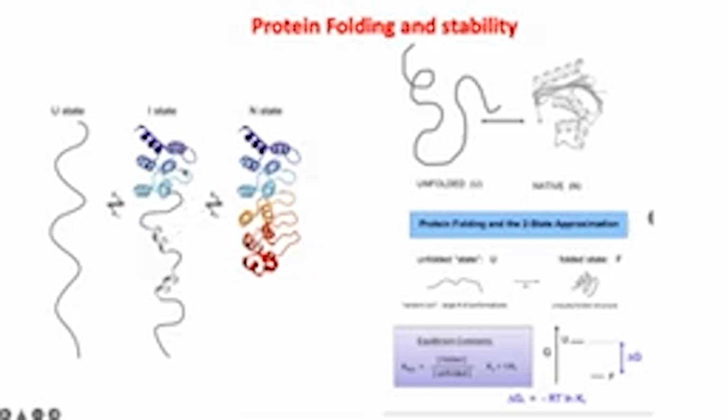Also, in the path for forming the native or the unique native state, there will be many, many different ways, like a Rubik's Cube. There'll be many permutations and combinations by which you will attain the final state. And you have to explore all of these states as you go from the U state to the N state.